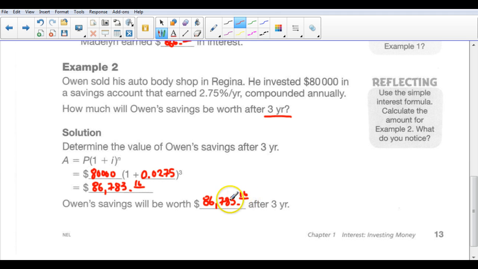So Owen's savings after 3 years will be worth $86,783.16. Okay, so you can see using the compound interest formula is a lot easier and faster than using the simple interest formula and carrying everything over and making a big long chart for the number of years you have. This is much quicker, much faster. Okay, all right, try some of the practice.